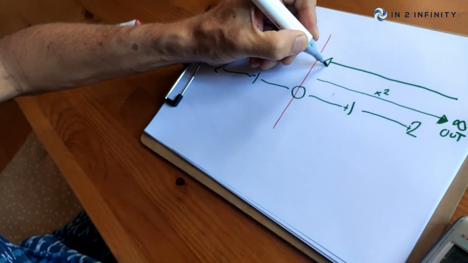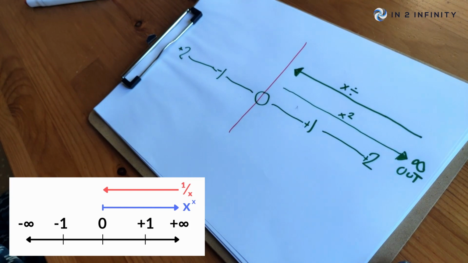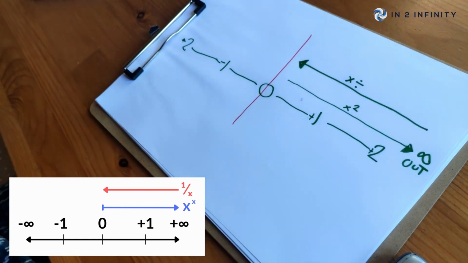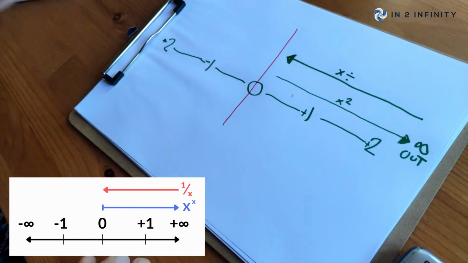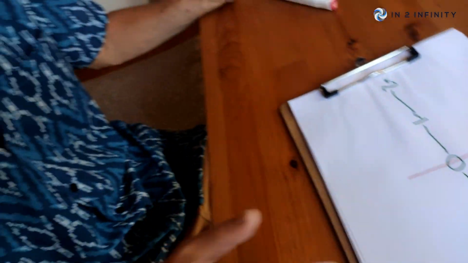There's another boundary here, and this boundary here is the x divided. And you can divide by any number. You could divide by 3, you could divide by any infinite number, and it will create a unique pathway towards 0.